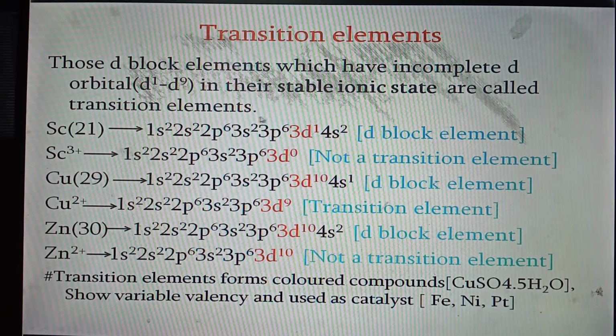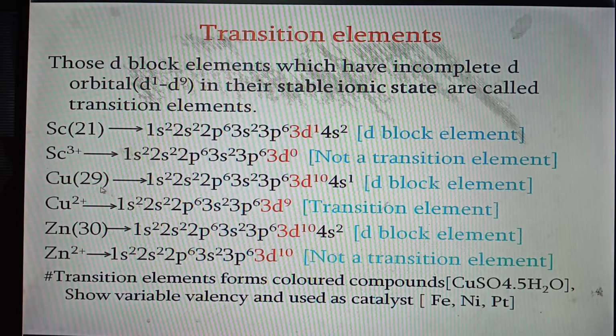Let us elaborate with some examples. Scandium with atomic number 21, this is the electronic configuration. The last electron is entering into the 3d orbital, so it's a d block element, no doubt. But the stable ionic electronic configuration, that is, the electronic configuration of the stable ionic state of scandium, Sc3+, is like this. It does not contain any electron in the d orbital, so it's a d block element, of course, but not a transition element.